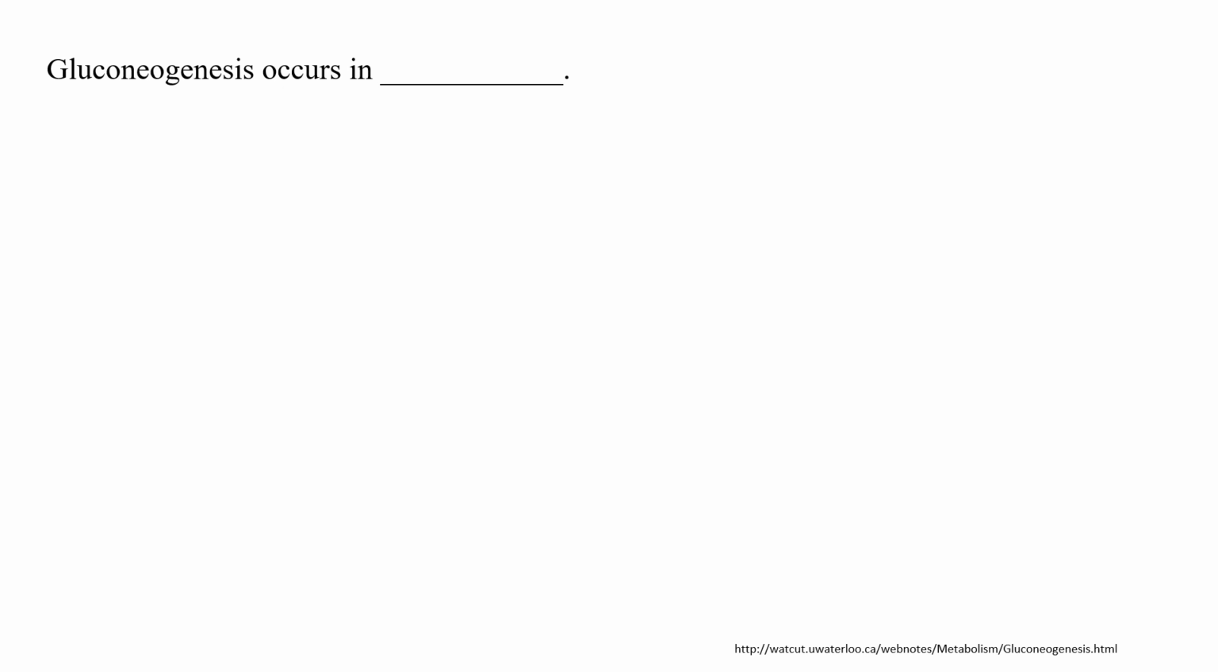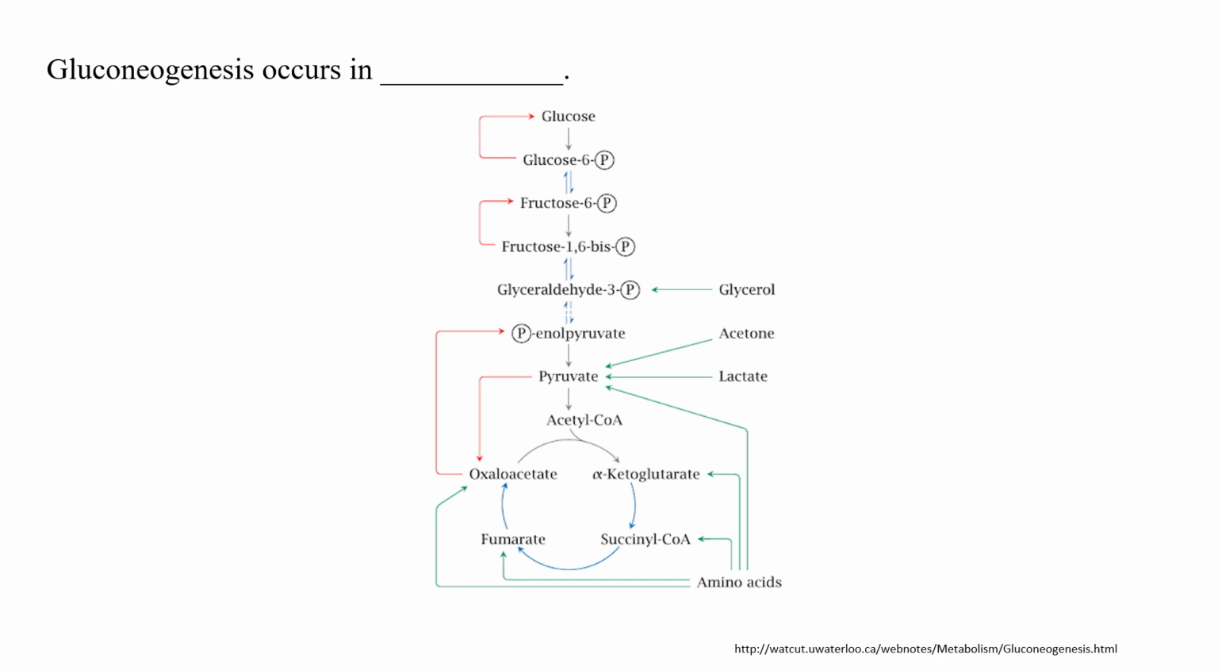Gluconeogenesis occurs in. Gluconeogenesis is defined as the de novo synthesis of glucose from non-hexose precursors. This is a diagram of gluconeogenesis. As you can see here, different non-hexose precursors such as glycerol, which is a component of fatty acids, amino acids, acetone, lactate, etc., enter the pathway to ultimately form glucose.